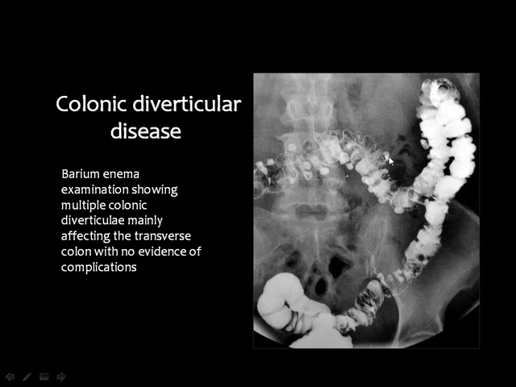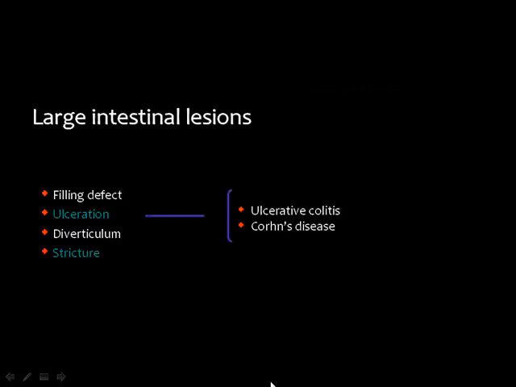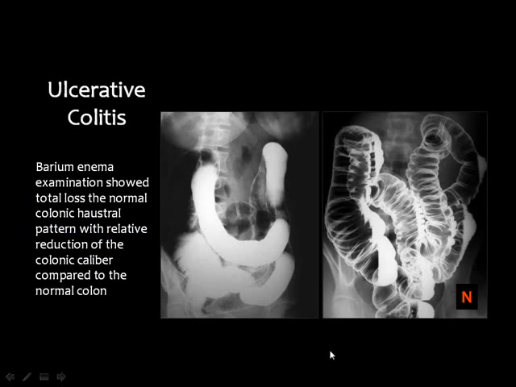And here is a good example of diverticular disease of the colon, where you can see multiple diverticular outpouchings protruding from the colonic lumen. And this is also another example of diverticular disease with multiple diverticulae. You know that diverticular disease commonly affects the distal part of the colon. Then ulcers in the colon may be the sequelae of ulcerative colitis very commonly, and less commonly due to Crohn's disease.